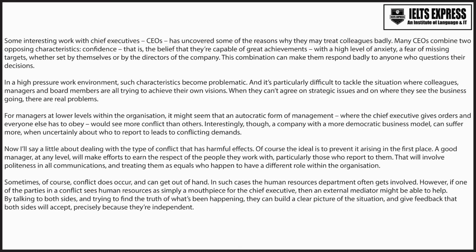Of course, the ideal is to prevent it arising in the first place. A good manager at any level will make efforts to earn the respect of the people they work with.